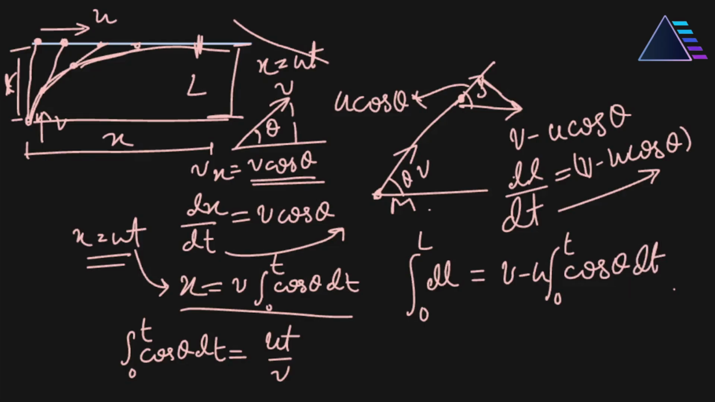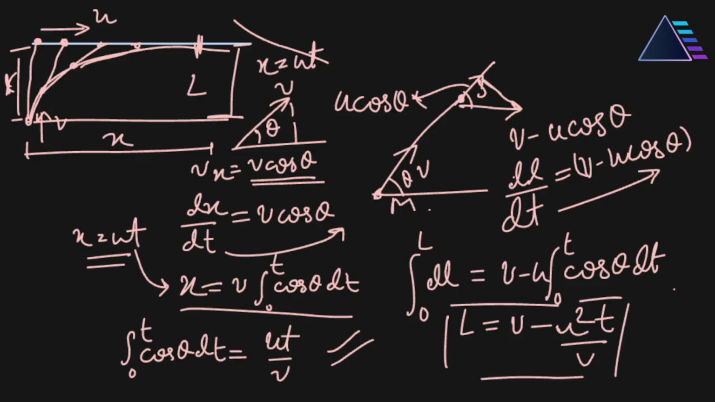And guys, here we are. L is equal to v minus u times what? Look over here. We have already got the 0 to t integral of cos theta dt, right? So we just put it as u squared t over v, and from here you can easily find out what t is, can't you? I suppose you can do that last part. Take this v that side, that is L.